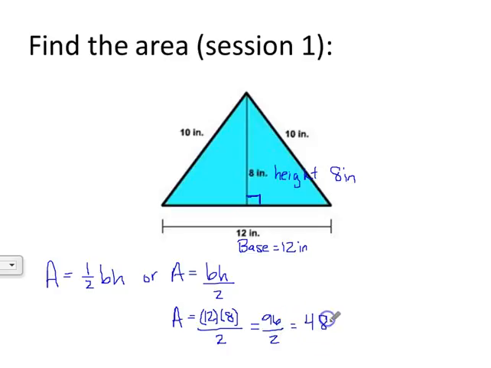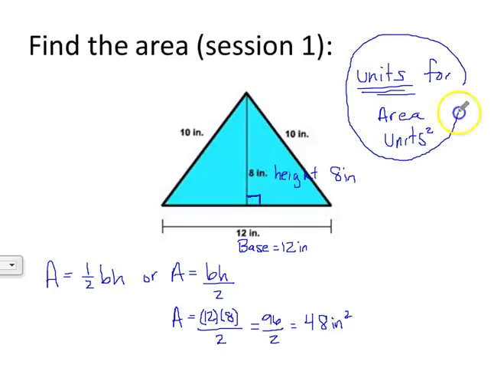So if you put down 48 as your final answer for the area, would I give you full credit? What do you think? No, we must include units. Whenever we're talking about area, we need to include our units. So because we were working with inches, I'm going to do inches squared. So units for area is always units squared.